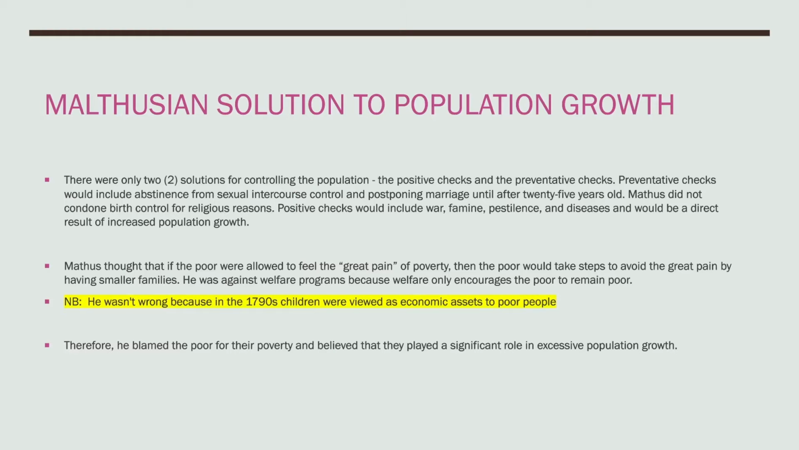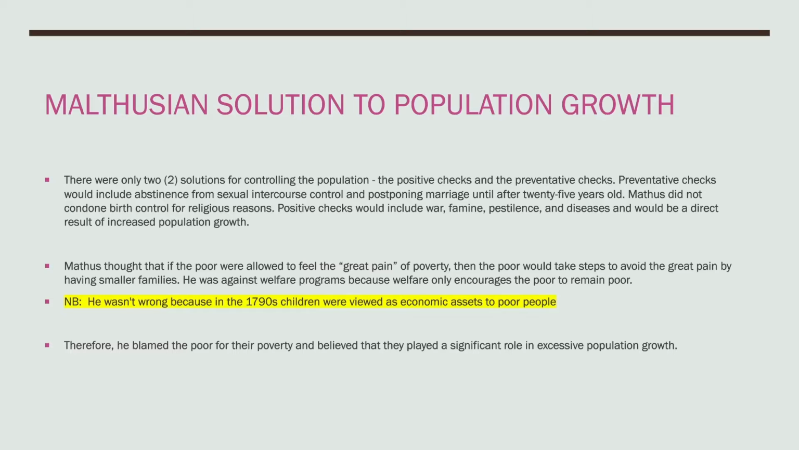So the Malthusian theory provides us with two solutions to controlling the population: the positive checks and the preventative checks. Preventative checks would include abstinence from sexual intercourse and postponing marriage until after 25 years old, right? Malthus did not condone birth control for his religious reasons. And this is why I mentioned that it was due to his religious affiliations that he says some of the things he says and why he's against birth control.